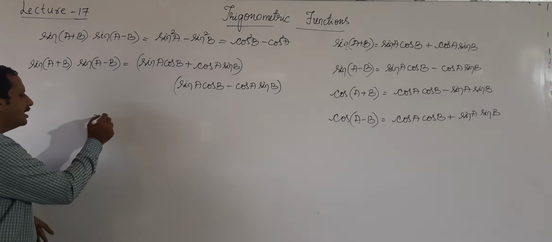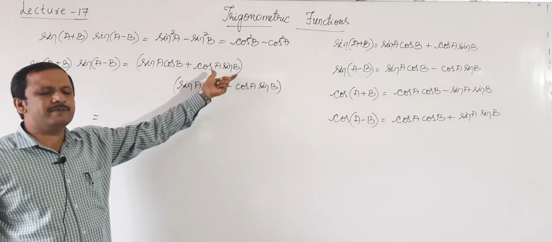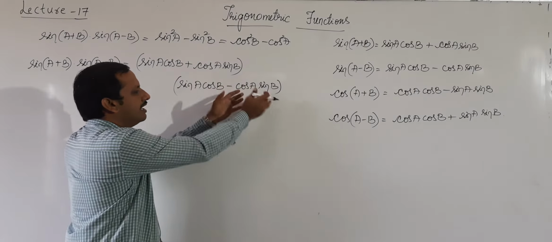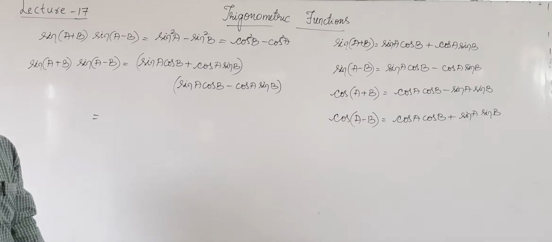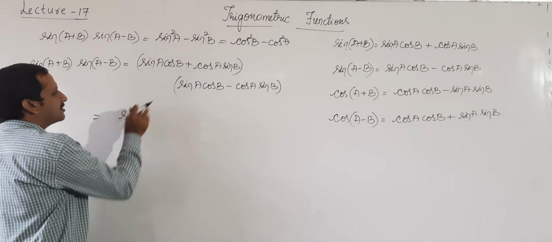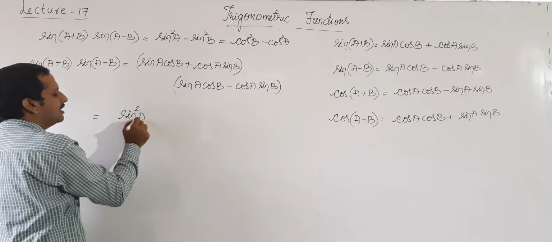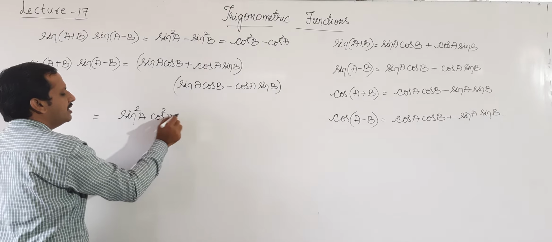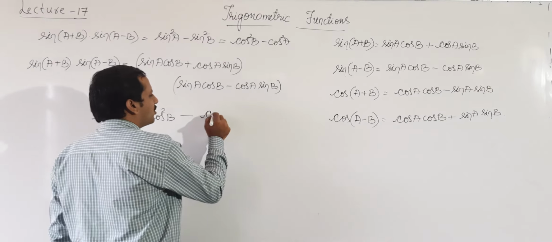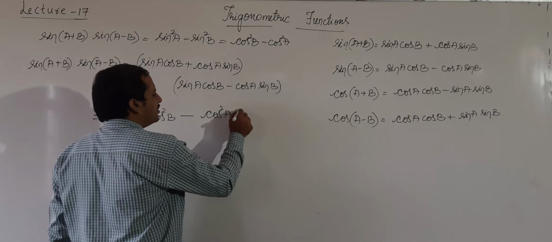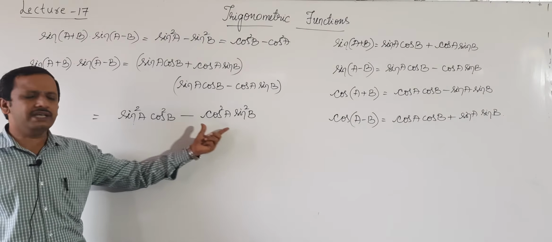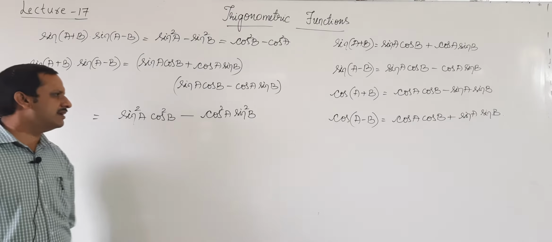Okay. Now this looks like (a+b) into (a−b). Treat this as (a+b)(a−b), which is nothing but a² − b². Sin A cos B whole square, that is sin²A cos²B, minus b square. What is b square? Cos²A sin²B. Okay. Sin²A cos²B − cos²A sin²B.